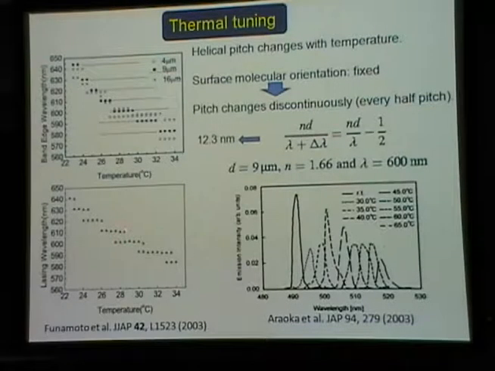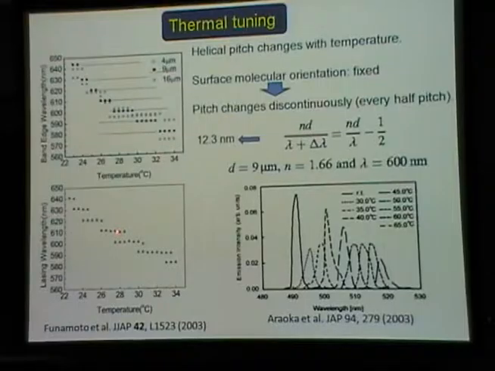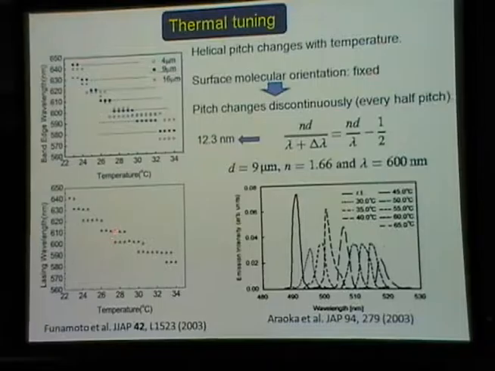At this point, for instance, since at the lasing excitation spot there are two pitch regions, simultaneous lasing at two wavelengths occurs. So this is the simplest thermal tuning.